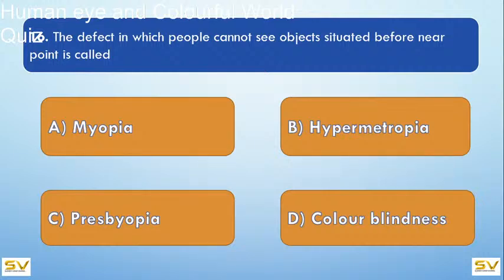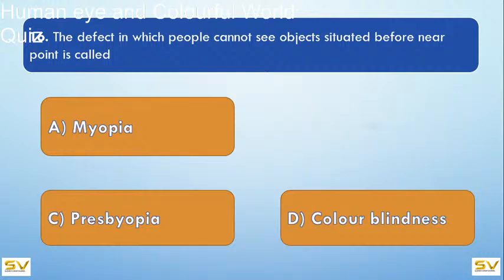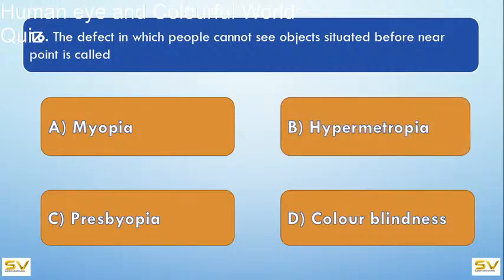So for the 15th one, yes, it's nothing but hypermetropia, because beyond the far point means myopia, whereas if it is before the near point, it is hypermetropia only. Okay, so option B is correct.